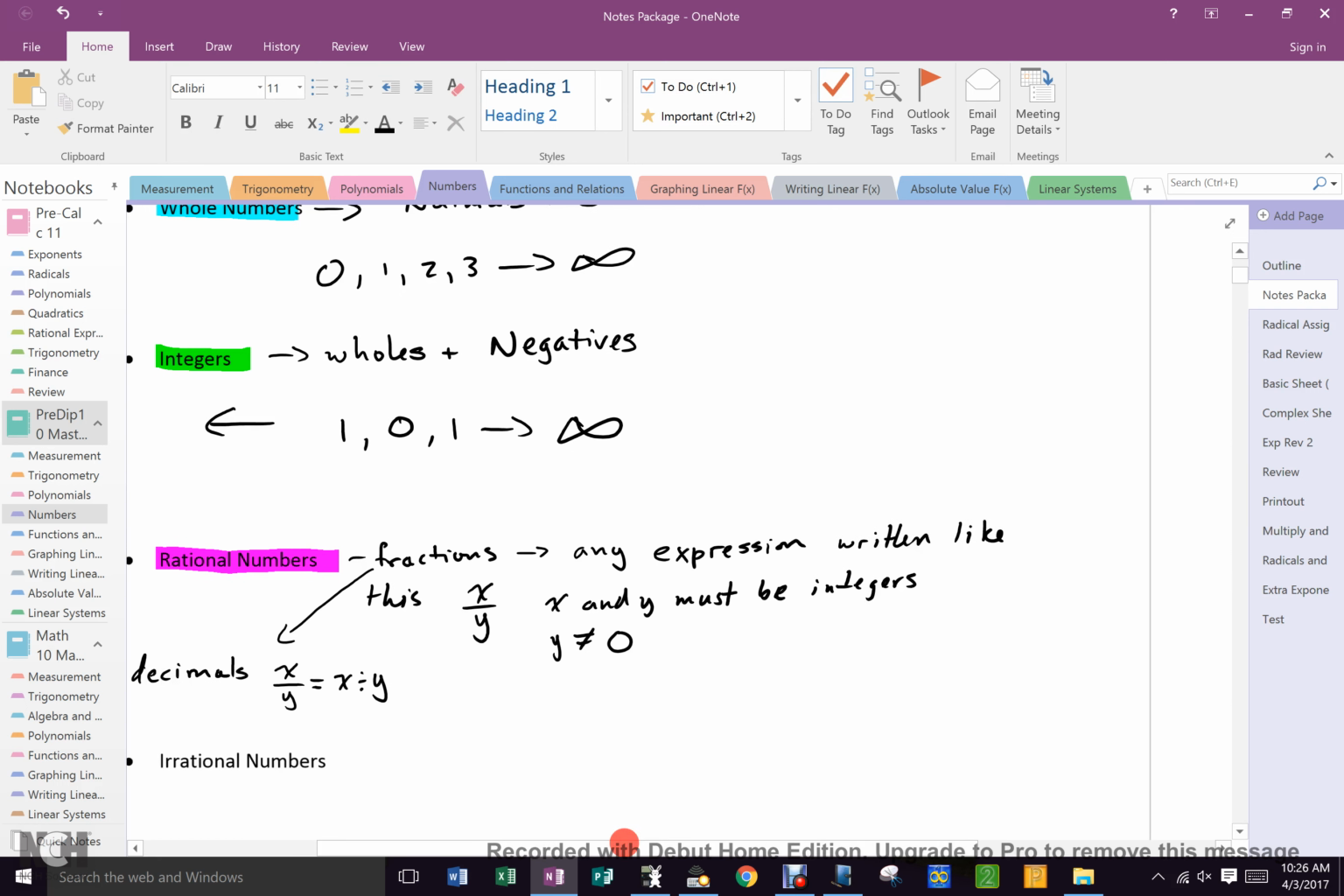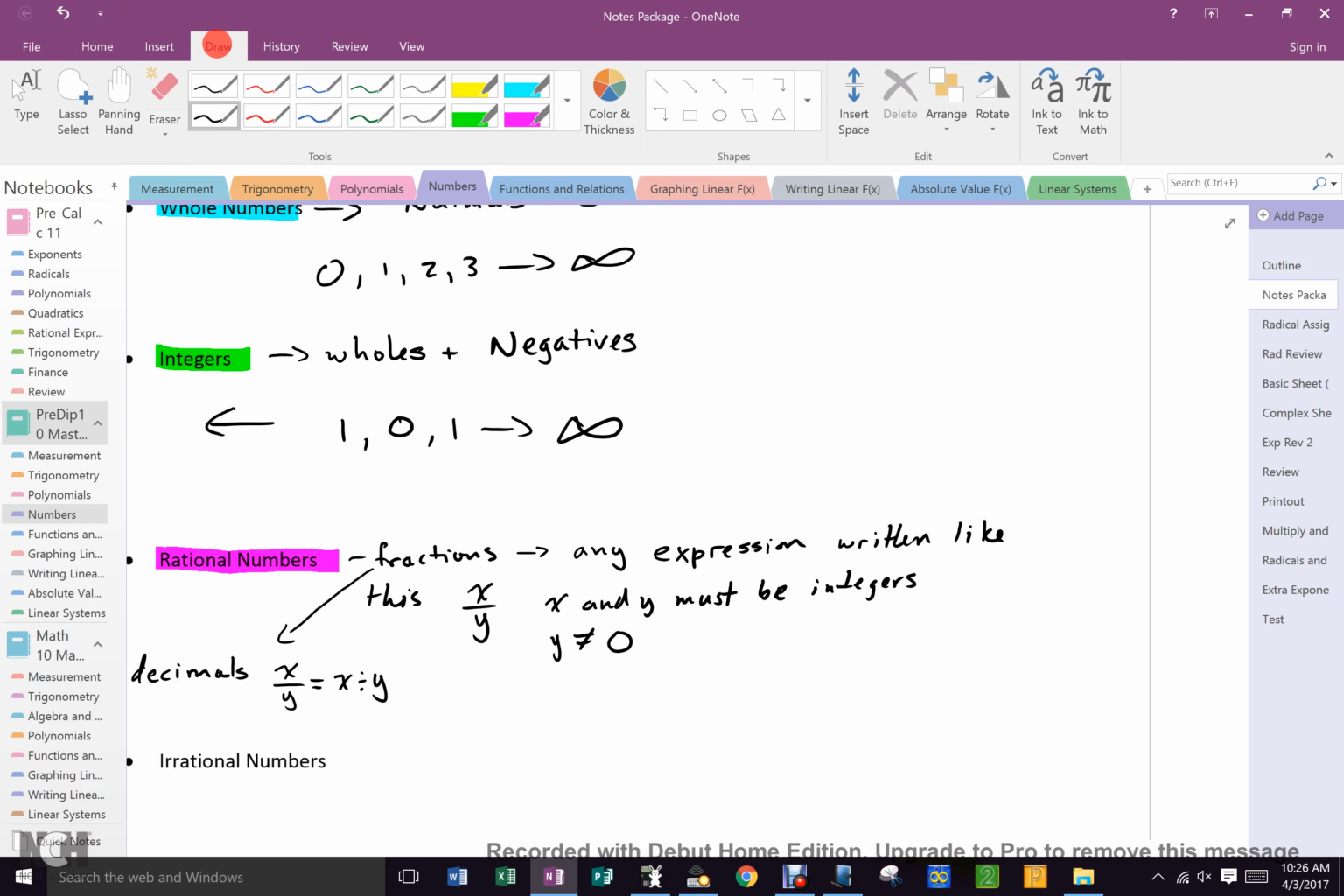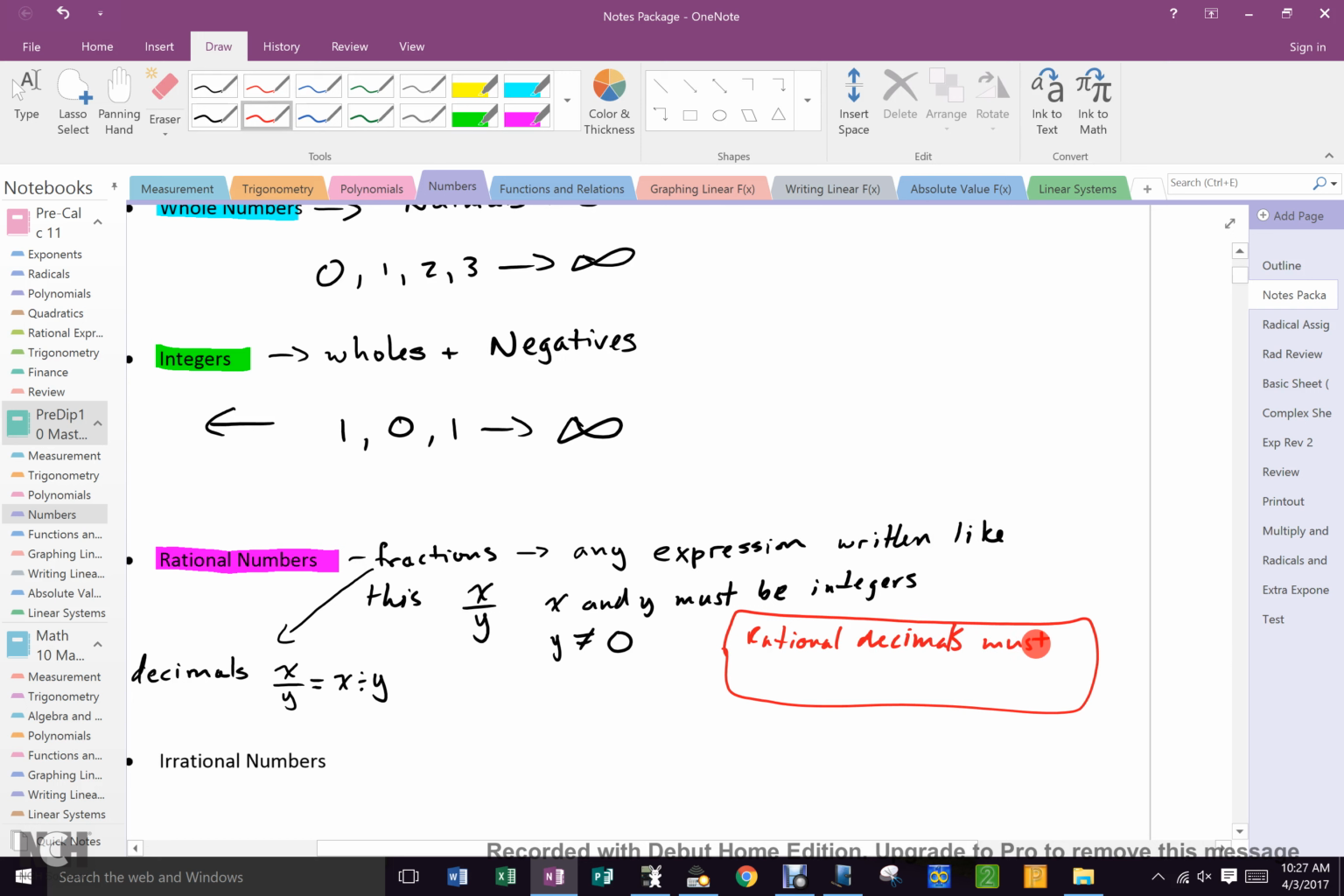All right. Now, I'm going to write something in red over here. Rational decimals must repeat or end. And we'll come to that in a moment, okay? Everything that is number over number is a rational number, automatically. But every decimal is not automatically rational.